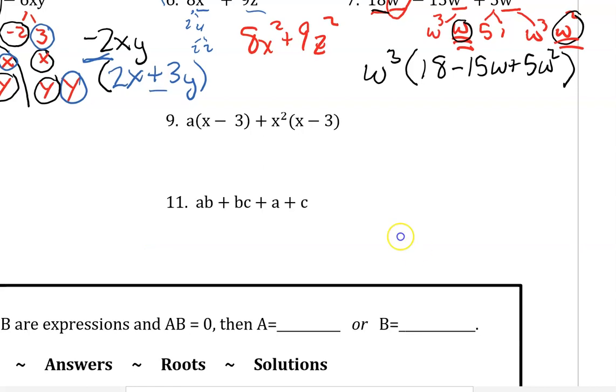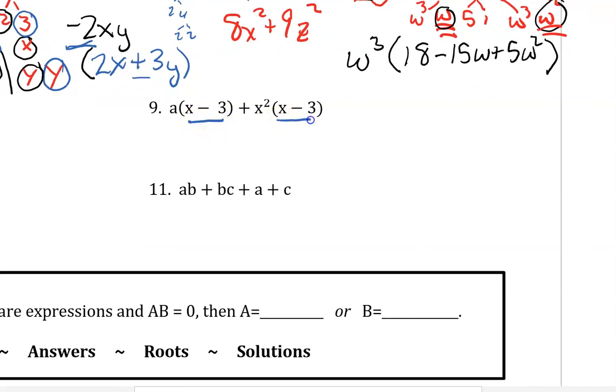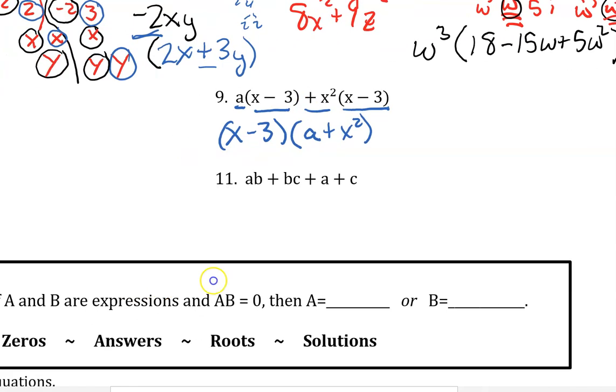Here again on number 9, we have an x minus 3. We can take that up front. And that's going to be multiplied by a plus x squared.